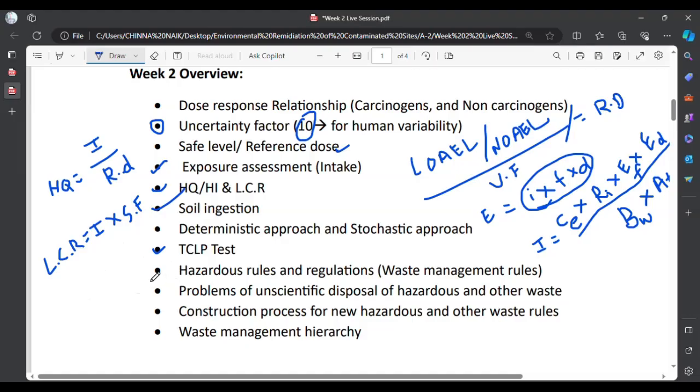and then hazardous rules and regulations. In week 1 also he briefly discussed hazardous and other waste rules and regulations. Again, in week 2 he specifically highlighted a few important rules. He discussed different waste management rules, like the Plastic Waste Management Rules 2016, amended in 2018, E-Waste Management Rules 2016, Biomedical Waste Management Rules 2016, Construction and Demolition Waste Management Rules 2016, Hazardous and Other Waste (Management and Transboundary Movement) Rules 2016.